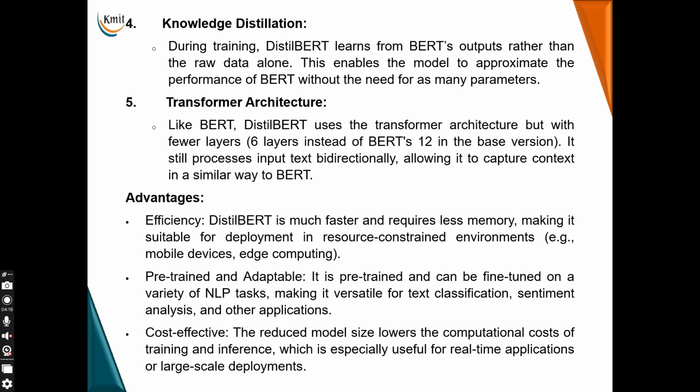What is the efficiency in terms? It requires fewer resources like memory, fewer parameters, and it is faster, right? It can be used in resource-constrained environments like mobile devices, edge computing, etc. Pre-trained and adaptable: because BERT goes for pre-training and fine-tuning, DistilBERT is a smaller version of that, so the concepts of pre-training and fine-tuning still prevail. It can perform text classification and sentiment analysis for various applications. It is also very cost effective because of its reduced model size and lower resource requirements.